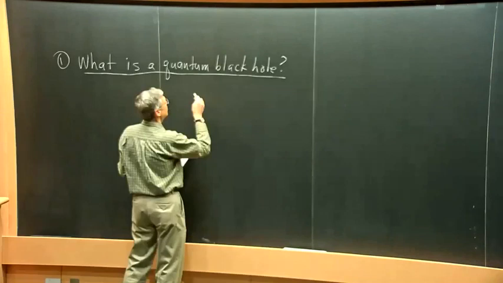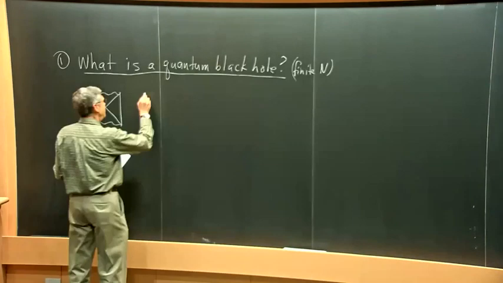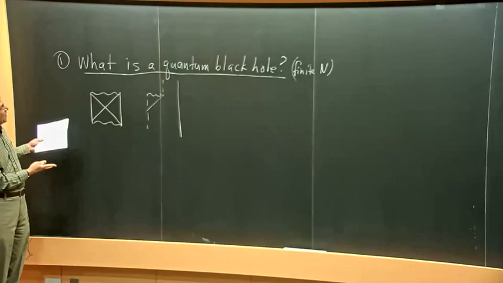Now, most discussions of the subject start by drawing a Penrose diagram. So in AdS, people will often draw a two-sided black hole like this, or an evaporating black hole like this. But these are certainly classical. They are, in fact, probably not even correct classically.